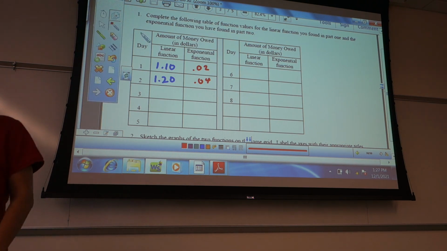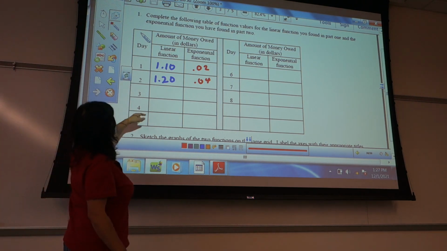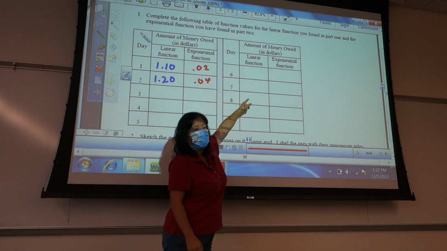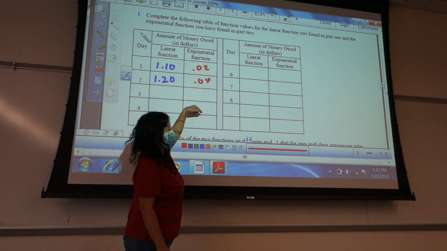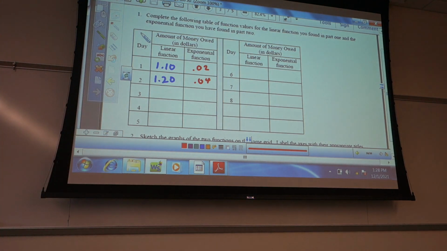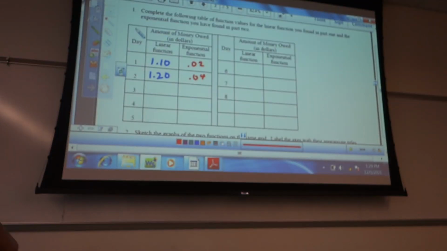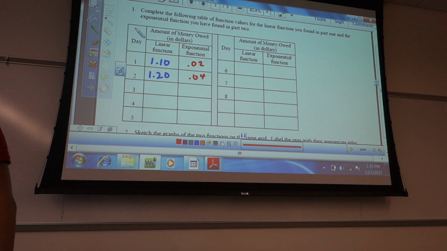You don't need to calculate. Well, you could use a calculator if you want to. But all you're doing with this one is adding 10 cents, add 10 cents, add 10 cents. This one you're just going to double it, double it, double it. We're doing this down here. Double, double, double, double. When you're done with that, do 9 and 10 also.